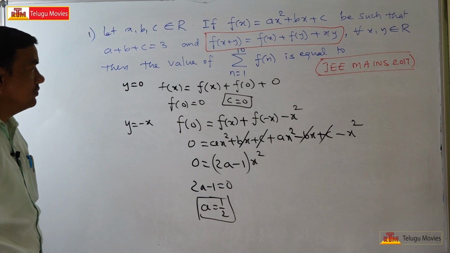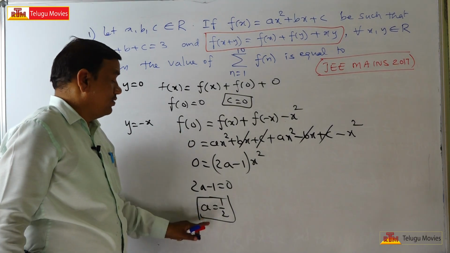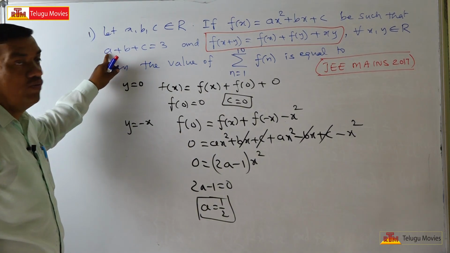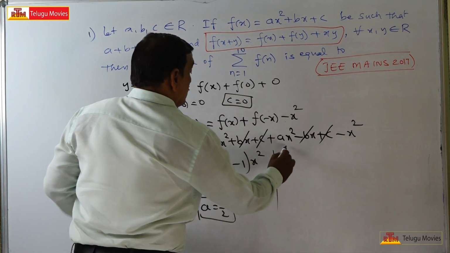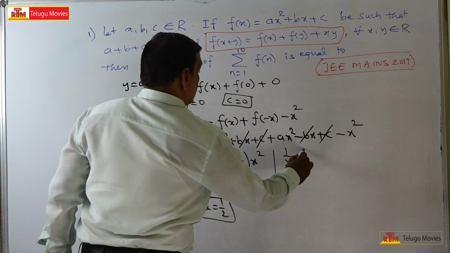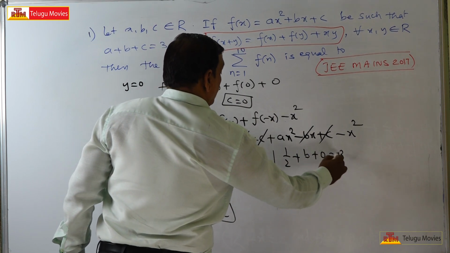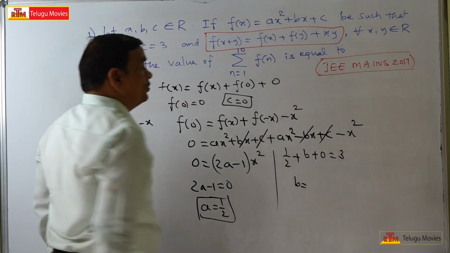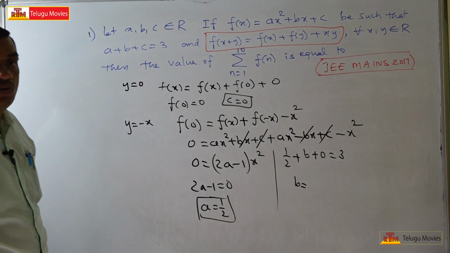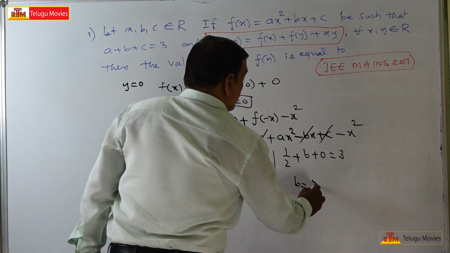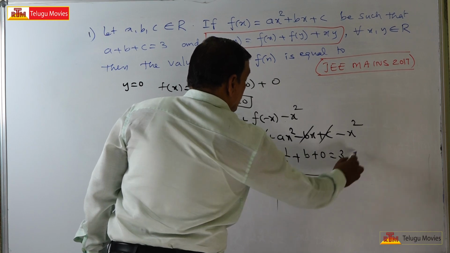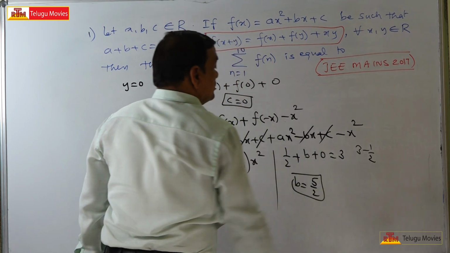a value we got. Already we know c value and a value. Now we can find out b value. How? a plus b plus c is equal to 3. That is 1 by 2 plus b plus 0 is equal to 3. Therefore b is equal to 3 minus 1 by 2. 3 minus 1 by 2 means what? 6 by 2 minus 1 by 2, that is 5 by 2.